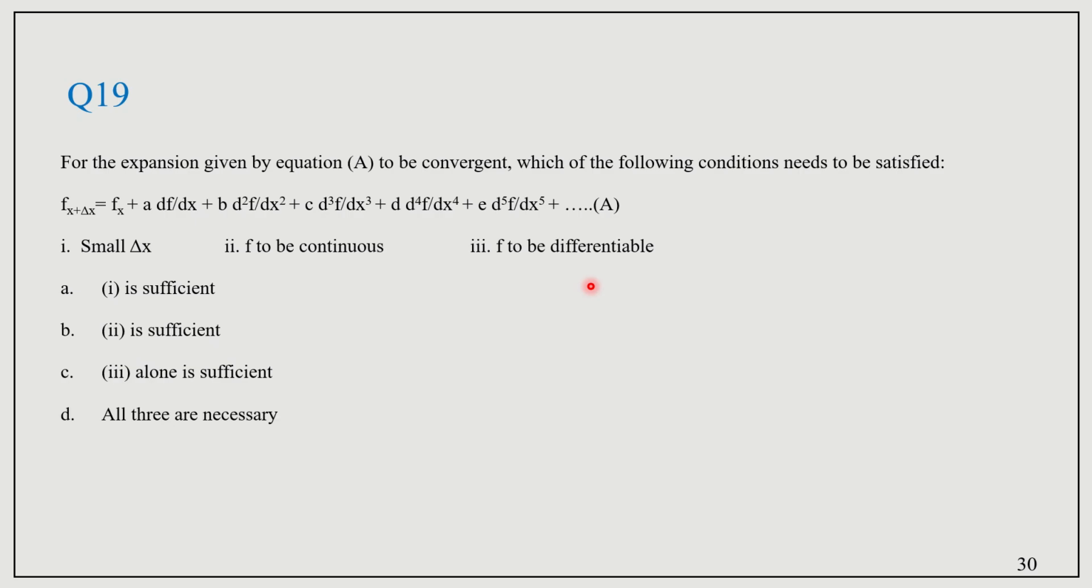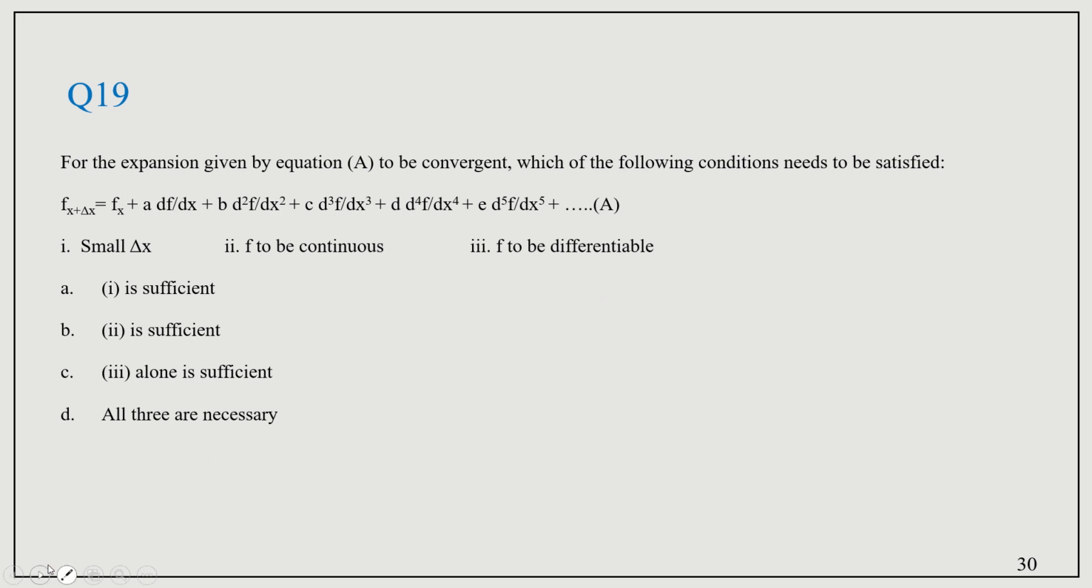So as I mentioned, this is given by Taylor series expansion. For the Taylor series expansion to be convergent, we need all three conditions: delta x should be small, f should be continuous, and f should be differentiable.